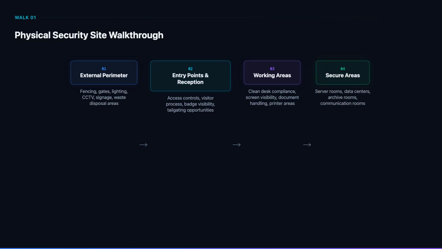Finally, examine secure areas including server rooms, data centers, archive rooms, and communication rooms. Verify that access is restricted to authorized personnel. Check environmental controls including temperature, humidity, fire suppression, and water detection. Verify equipment labeling and asset registers match physical reality. Check whether emergency exits from secure areas compromise security controls. And verify that visitors to secure areas are always escorted and logged.